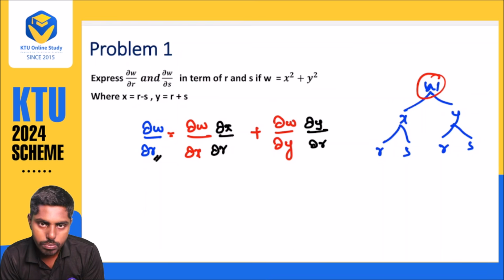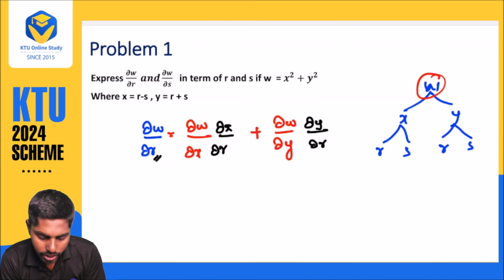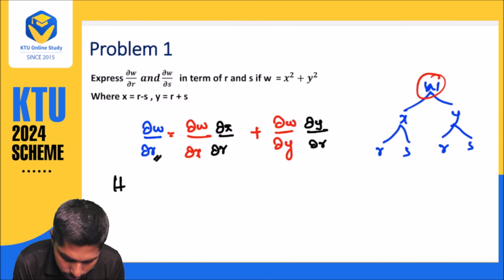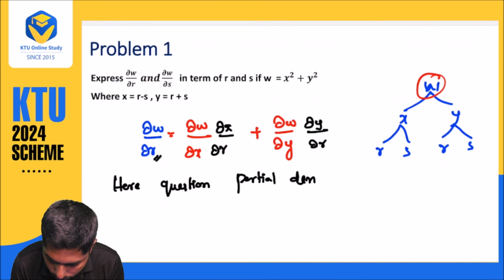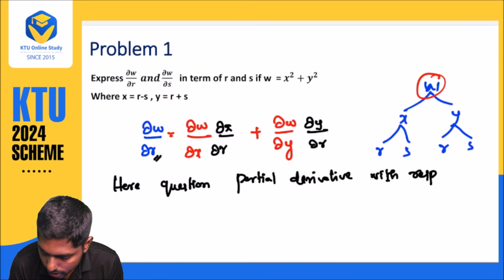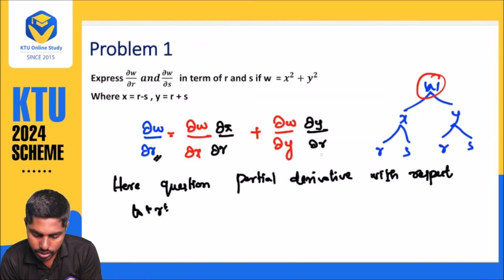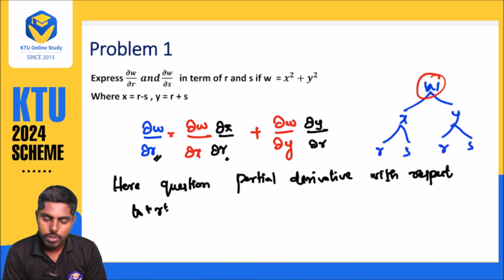Why am I putting the ∂ symbol here? Because y is depending on r and s, but here the question is about the partial derivative with respect to r. So that's the reason: here with respect to r, here also with respect to r. This is the formula we are getting. Now we will be solving this sum.